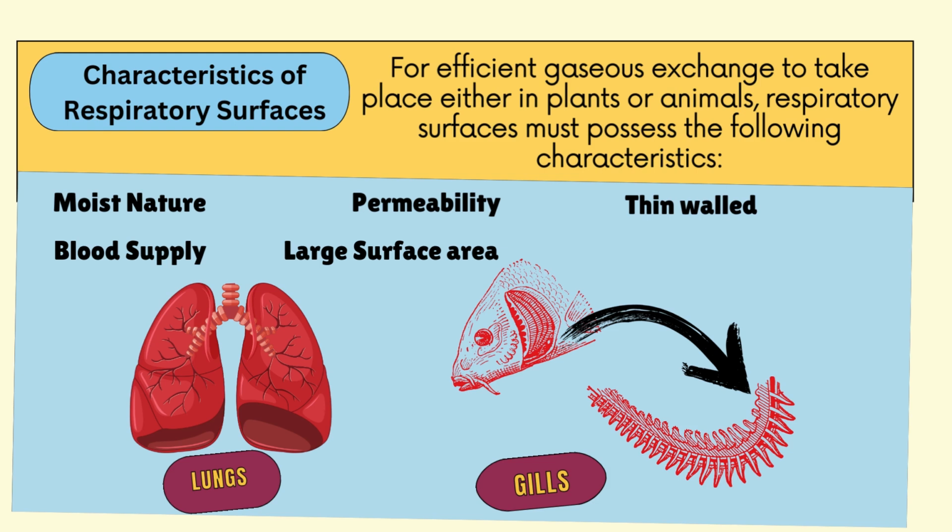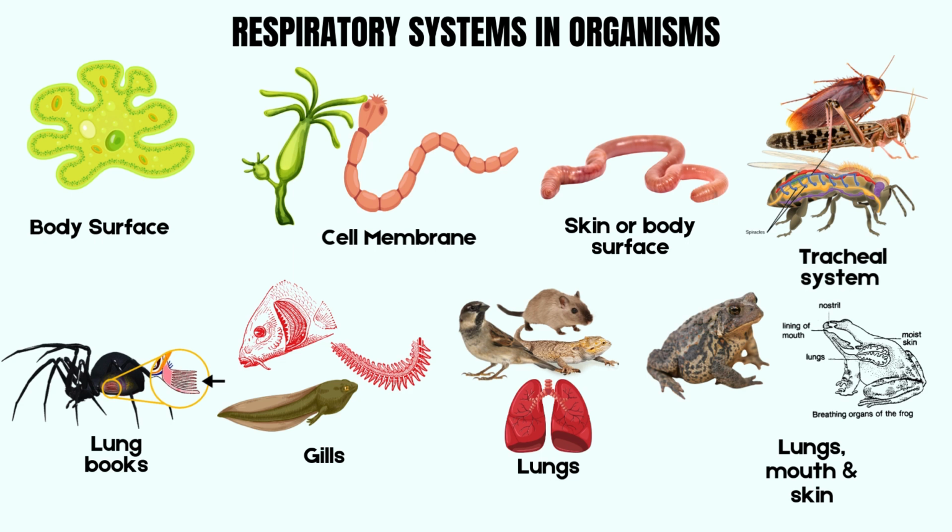Number 6, respiratory areas must be highly vascularized. That is, they must be equipped with capillaries or similar blood vessels and a network that will bring in and take away dissolved gases. Now, as organisms differ from one to another, so also are their respiratory organs or systems. So we are going to look at the different respiratory systems that organisms adopt in carrying out gaseous exchange.